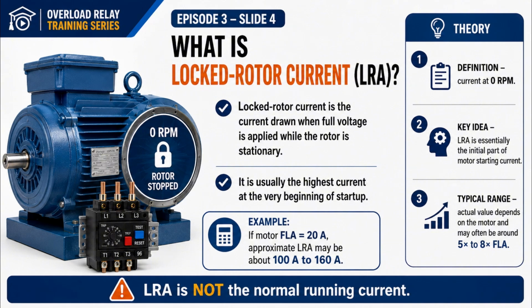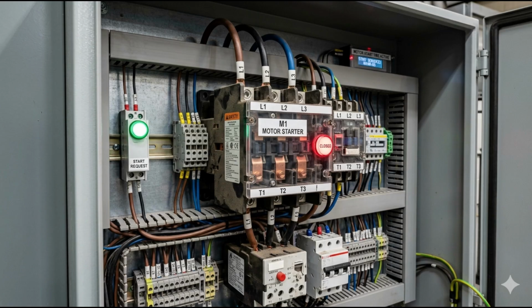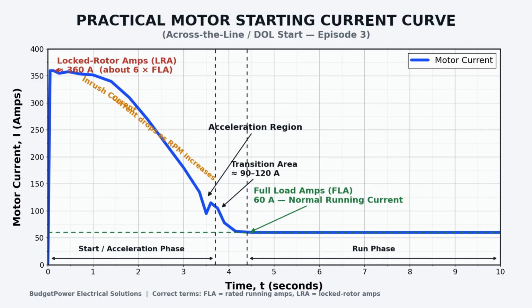Now let's look at what happens at the exact moment the motor starts. When the contactor closes, supply voltage is applied to the motor, but the rotor is still stationary. At that instant, the motor speed is 0 RPM, and the current can rise to a very high value compared with normal running current. This is where locked-rotor current, or LRA, becomes important. LRA represents the high current condition associated with a stationary rotor. It is not the normal operating current of the motor, and under a healthy start, the motor should not remain in this condition for long.